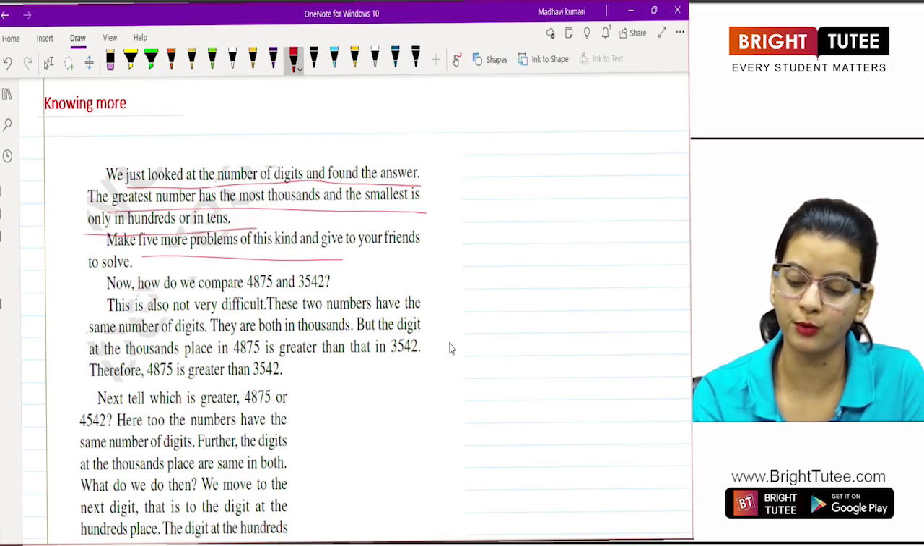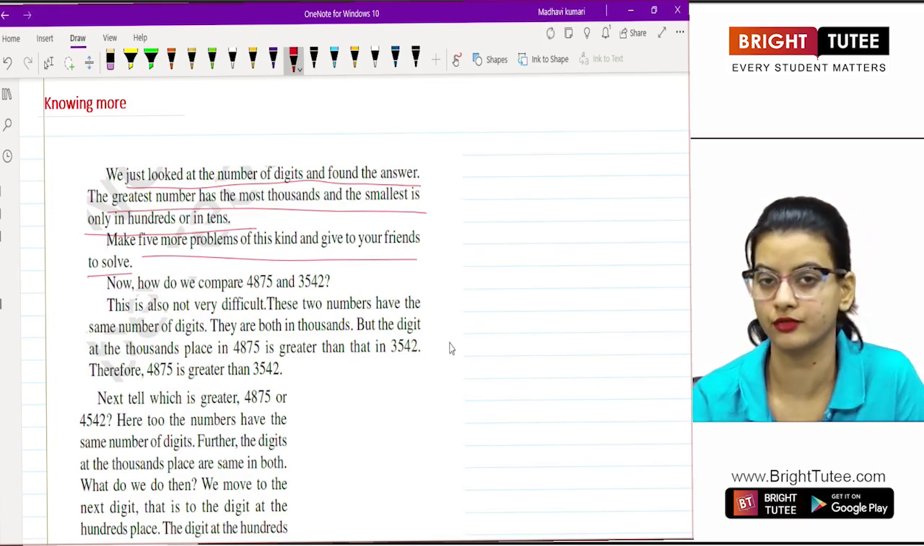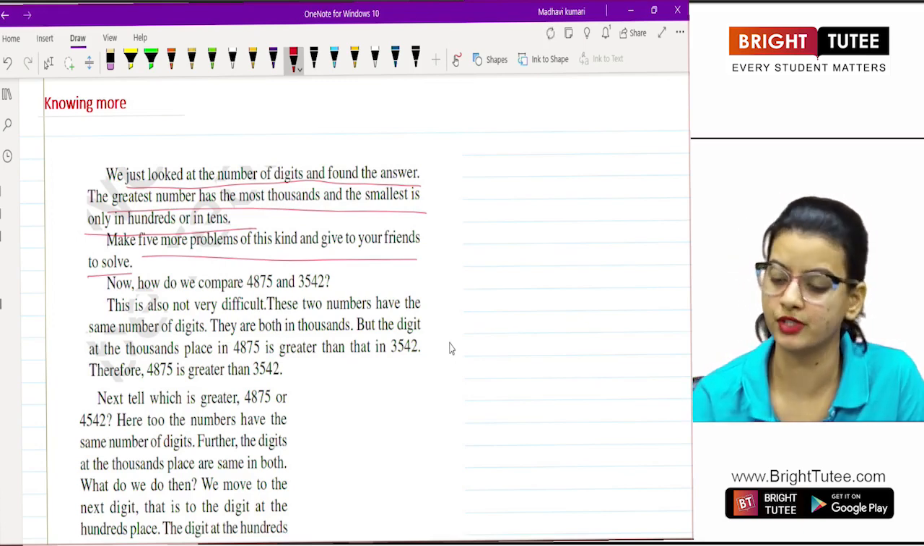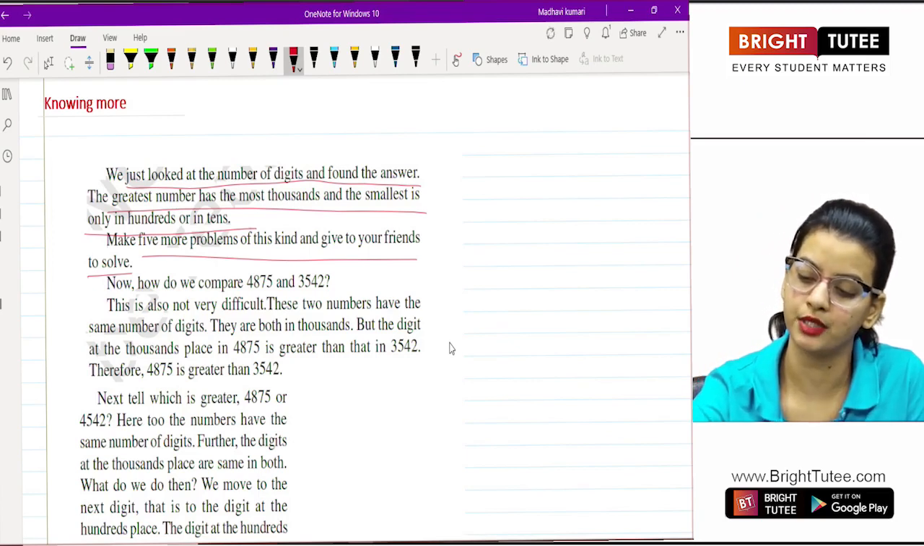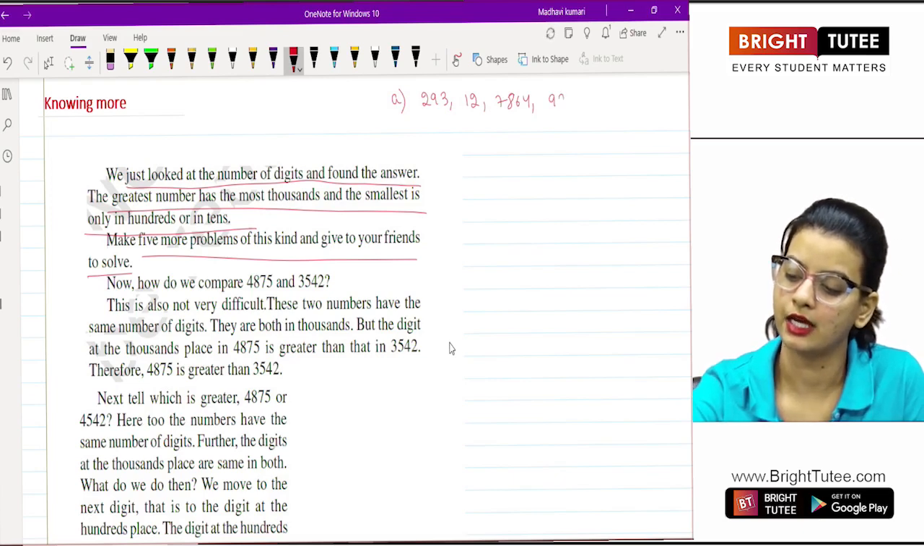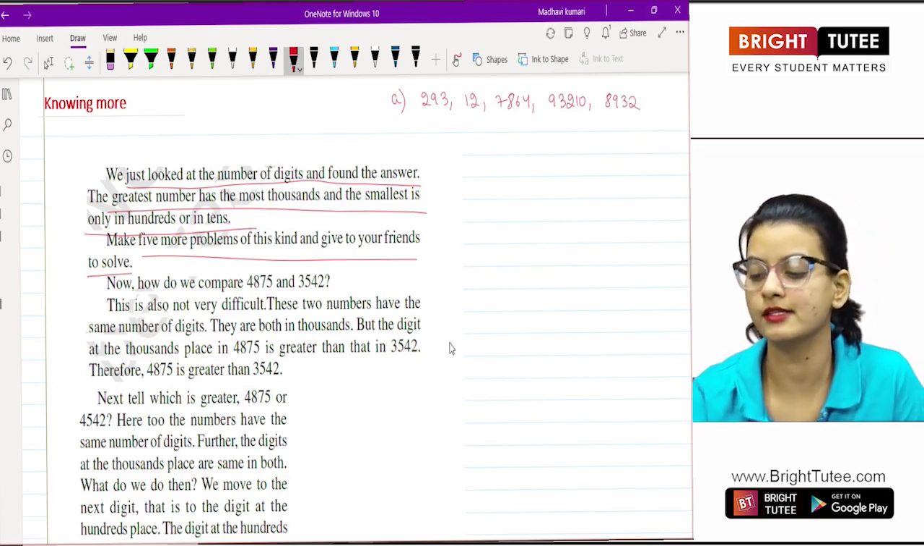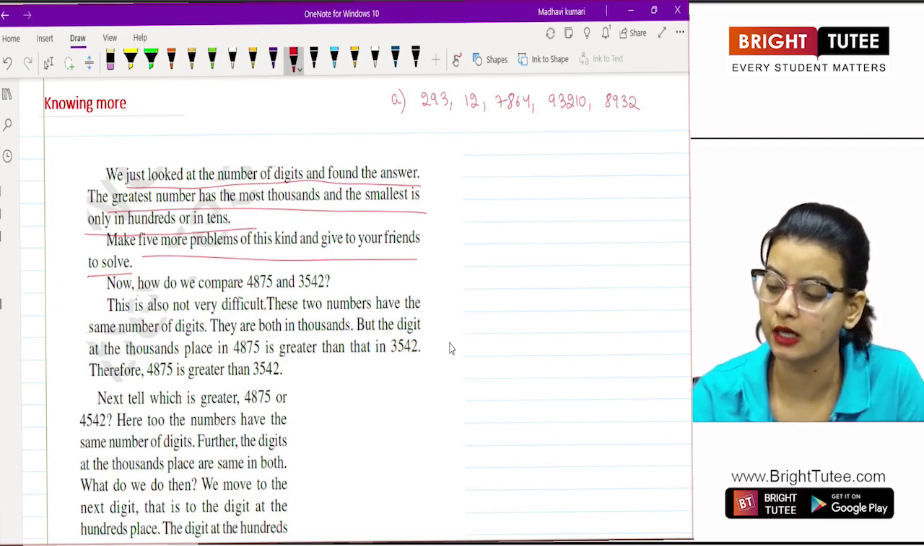Now make 5 more problems of this kind and give them to your friends to solve. I'll give you an example over here and then you can continue with that. For example, I'll give you a set of numbers like 293, 12, 7864, 93210, 8932. Like this collection, you can ask your friend which is the smallest number and which is the greatest number.